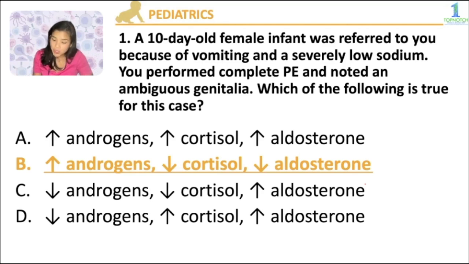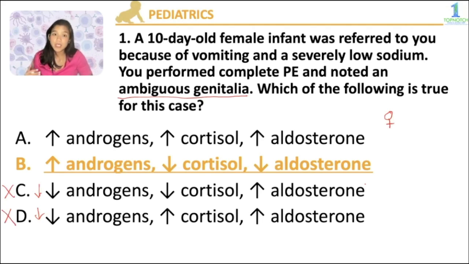We know that the patient is female, but the patient is presenting with ambiguous genitalia. What does this tell us? This tells us that there must be high levels of testosterone causing virilization or masculinization of this patient's genitalia. So therefore, eliminate na natin lahat ng nagsasabi na mababa yung androgens niya. So we will exit that and exit that. Okay, cross out C and D. So we're left with A or B.